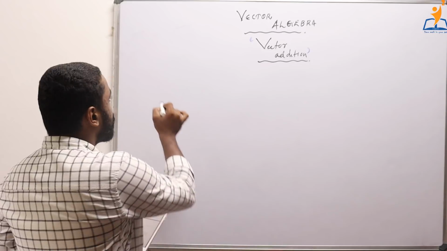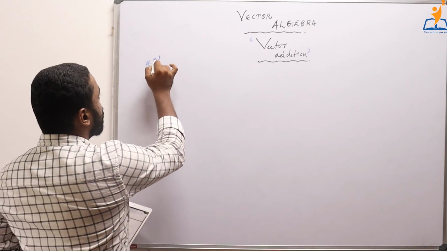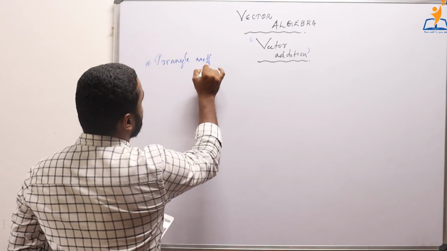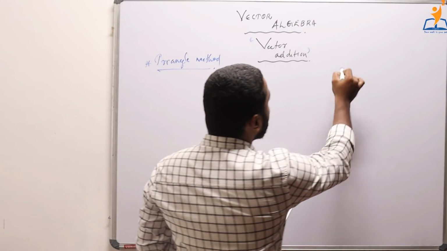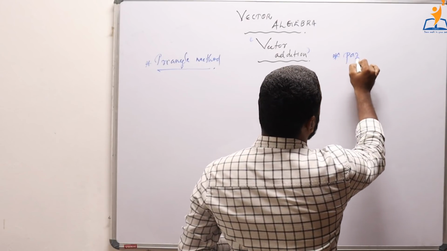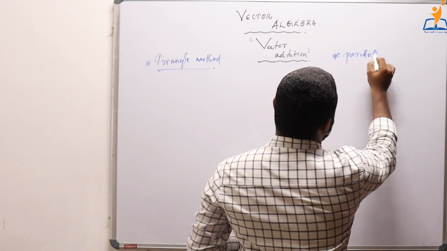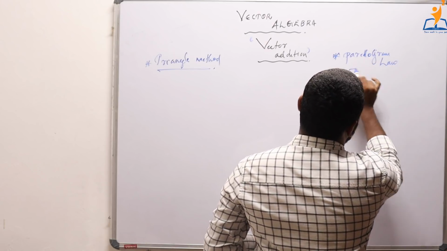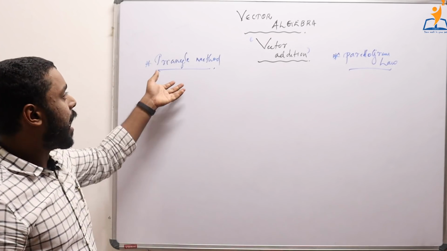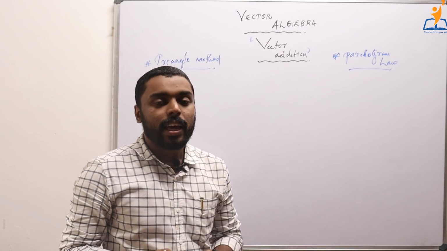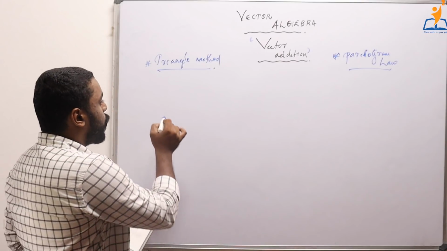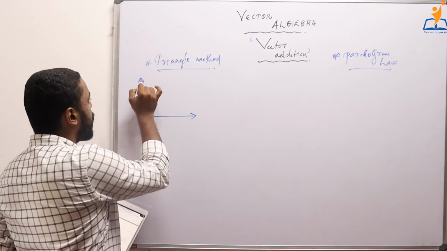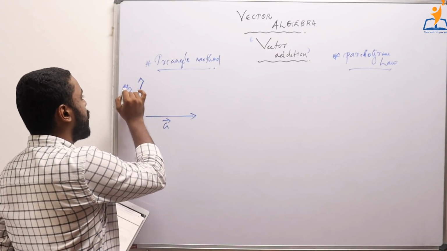There are basically two methods for vector addition. The first one is the triangle method of vector addition, and the second one is the parallelogram law. So we have two laws of vector addition, namely the triangular law and the parallelogram law. In the triangular law, suppose that we are provided with two vectors, vector A and vector B. Let this be vector A and this be vector B.